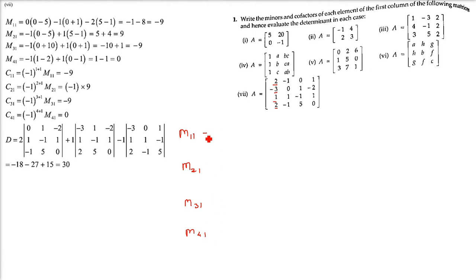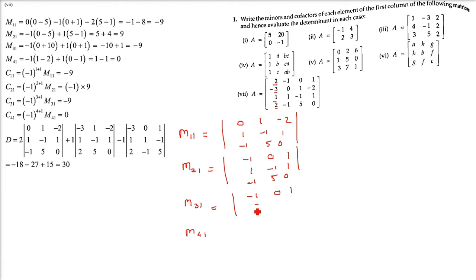So M11 will be what? Just forget about the first row and first column. Others you have to write 0, 1, minus 2, 1, minus 1, 1 and negative 1, 5, 0. Right? Now, second row, first column, just leave second row, first column. Others you have to write. It will be minus 1, 0, 1, 1, minus 1, 1 and minus 1, 5, 0 and 3, 1. Third row, first column you have to leave. So it will be negative 1, 0, 1, minus 1, 0, 1 and then 0, 1 and negative 2, 0, 1, negative 2 and then minus 1, 5, 0.